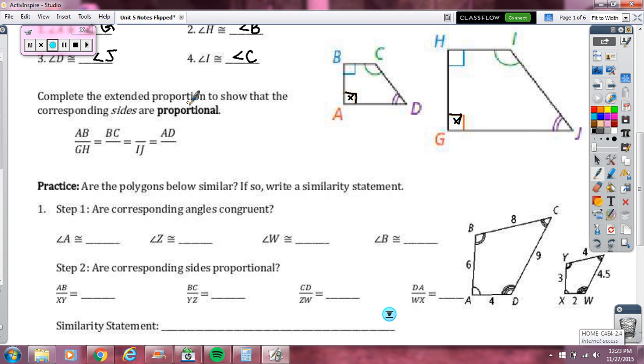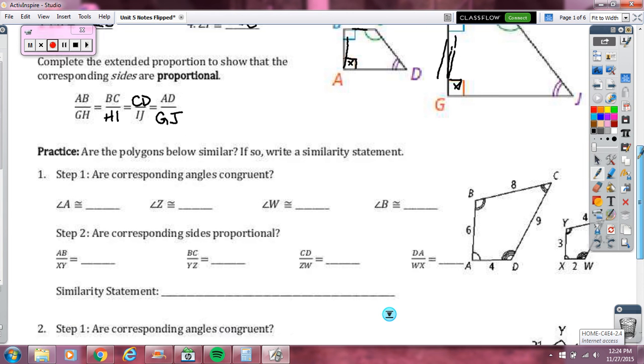Step two is seeing if the relationship between matching sides is the same, or if the fractions that you set up with the matching sides give you the same value. So like AB goes with GH. When I divide the lengths of those two sides, I should get the same thing as if I did BC divided by HI. And I should get the same thing as if I did CD goes with IJ, and then AD goes with GJ.